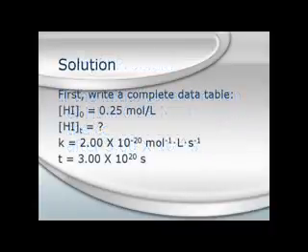So, as with any problem we want to solve, we want to write a data table to show us what we know and what we're trying to find. We know the initial concentration of hydrogen iodide, it's 0.25 moles per liter. We don't know the concentration of hydrogen iodide at the time we're interested in, which is 3 times 10 to the 20th seconds, so we'll put a question mark next to it. Our k value is 2 times 10 to the negative 20th liters per mole times seconds, and our time is 3 times 10 to the 20th seconds. So there's a complete data table that we can work with.